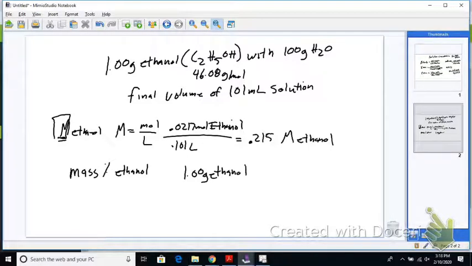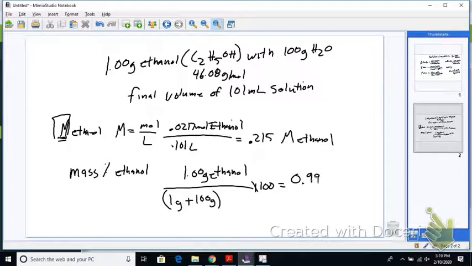I'm going to show it like this because some students tend to make a mistake on this. I'm going to take the 1 gram of ethanol and add it to the 100 grams of water, and that would be 101. So 1 divided by 101 times 100. The percentage is 0.99% ethanol. Any questions with that?